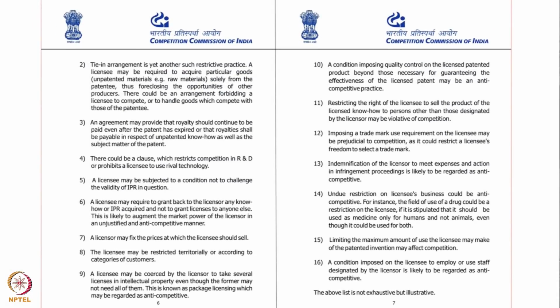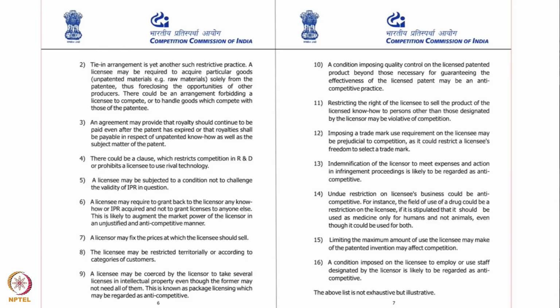Tie-in, where one patented product or a product that is protected by intellectual property is tied with a non-protected or a non-IP product, and both are sold together. An agreement may provide that royalty should continue to be paid even after the IP has expired. So royalty beyond the IP is again a restrictive condition. If there is a clause that restricts competition in R&D, again that is a restrictive condition that prohibits a licensee to use rival technology, that can be an action under the Competition Act.